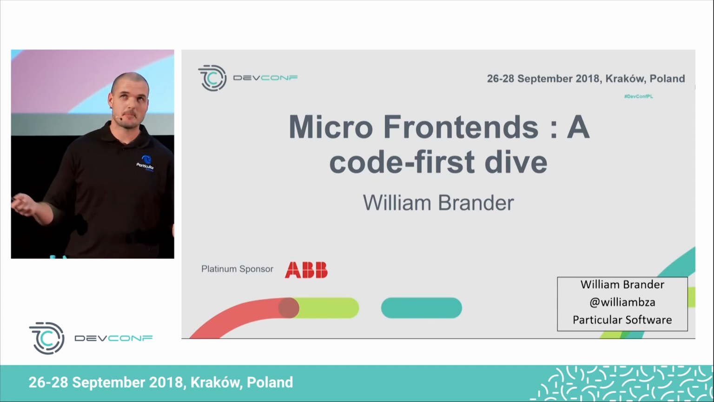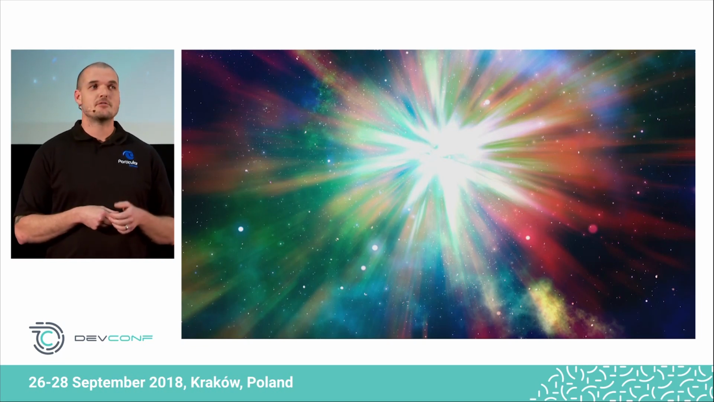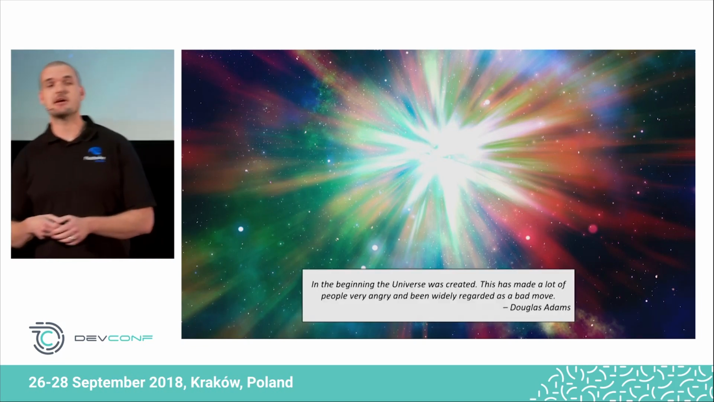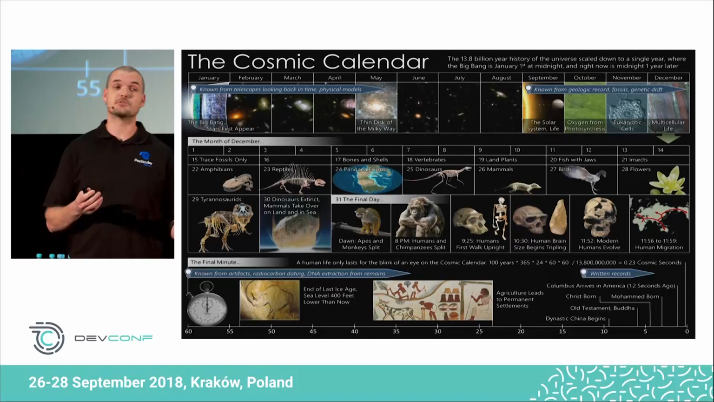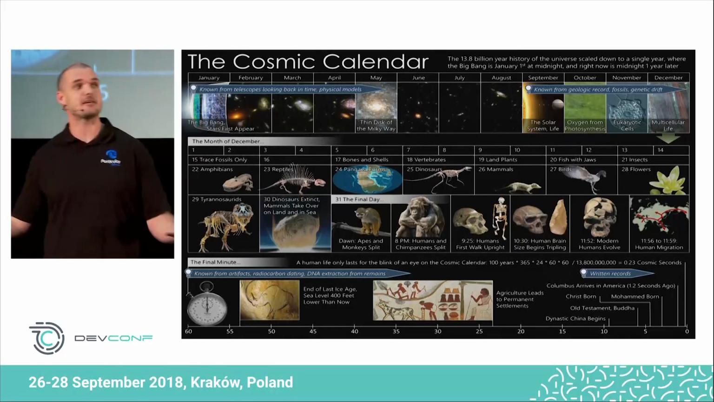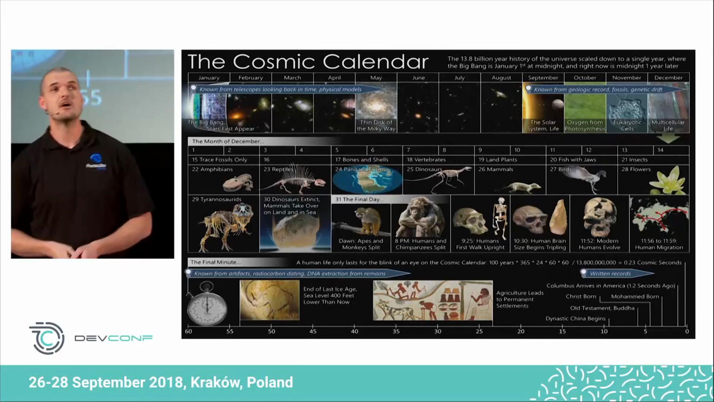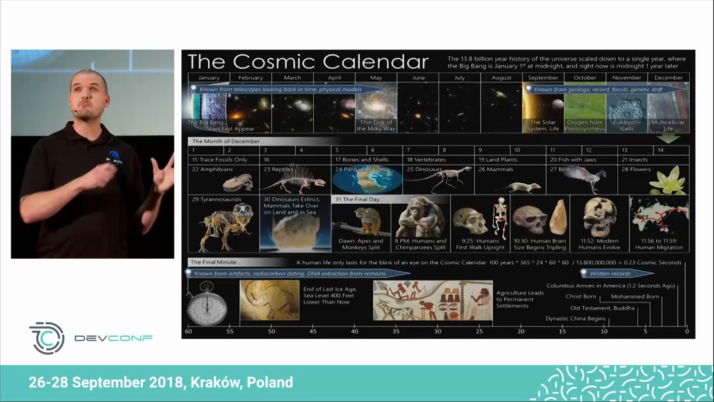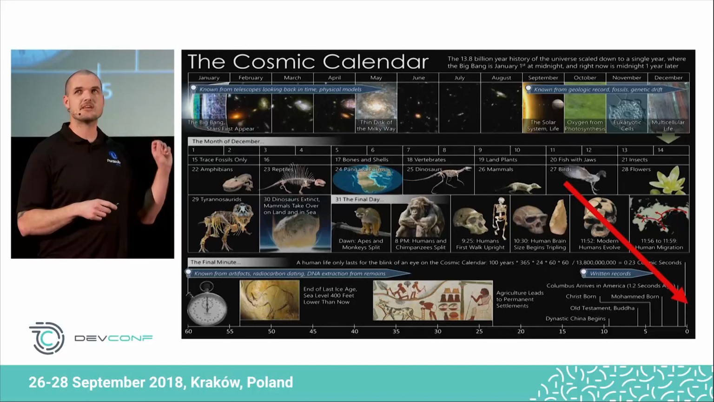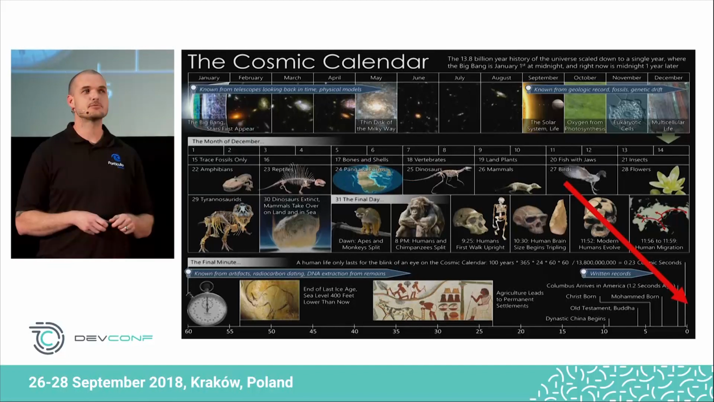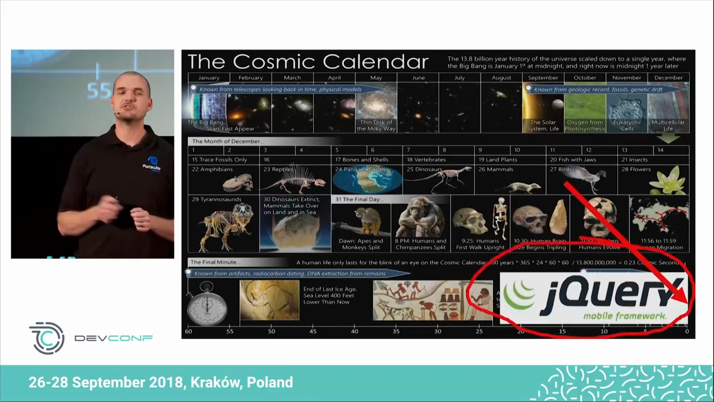Let's begin at the beginning. And what better beginning than the beginning of the universe, 13.8 billion years ago. The universe was created. And as Douglas Adams says, it made a lot of people very angry and is widely considered a bad move. After the universe was created, we had 13.8 billion years of stuff happen. We had single-cell life happen. We had multi-cell life happen. We had evolution take place. All of this was happening for 13.8 billion years leading up to one specific date in time. And this date changed everything. The date was the 26th of August, 2006. The date that John Resig finally released jQuery to the world.